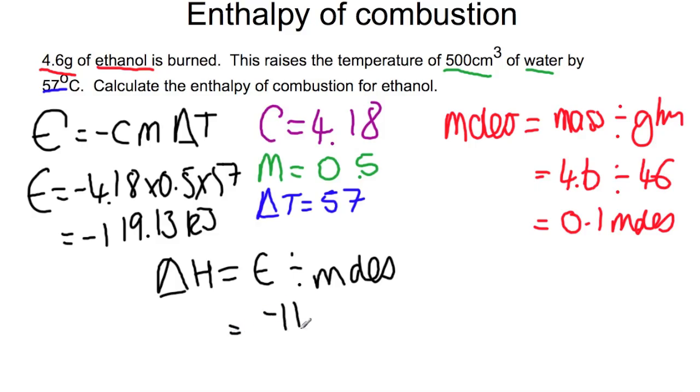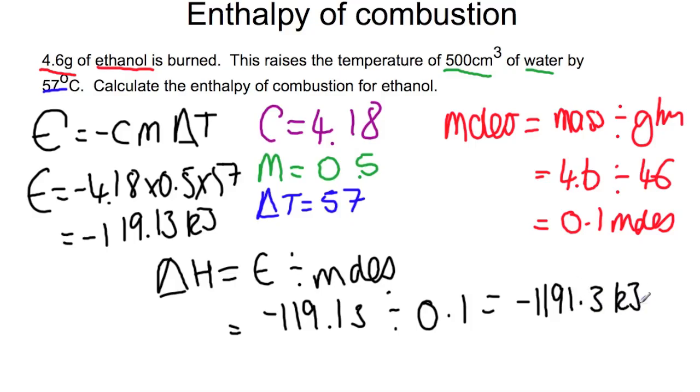So we have negative 119.13 divided by 0.1 moles gives an enthalpy of combustion of negative 1191.3 kilojoules per mole. And you can work this out using the units as well. So we have kJ per mole, so we have kJ divided by moles.